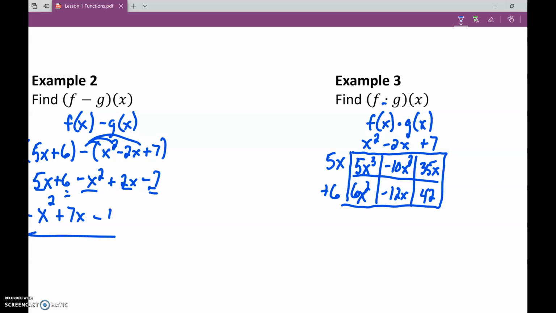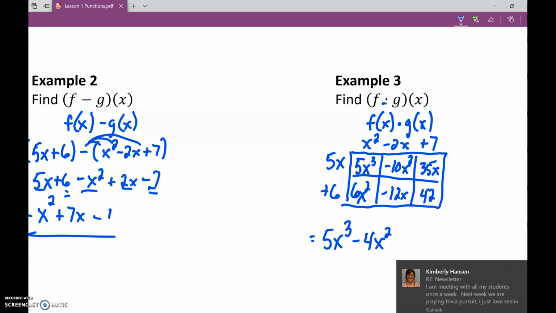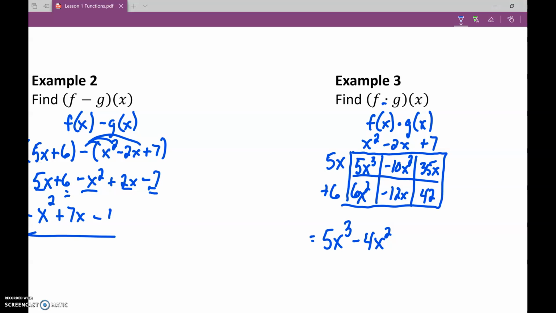So I'm going to start with the highest degree. Combine my x squareds. So we are adding now, not multiplying anymore. So this would be negative 10 plus 6 is a negative 4x squareds. Combine those. And we will get, what is that, 23 positive. And lastly, we got plus 42, your constant. Okay.